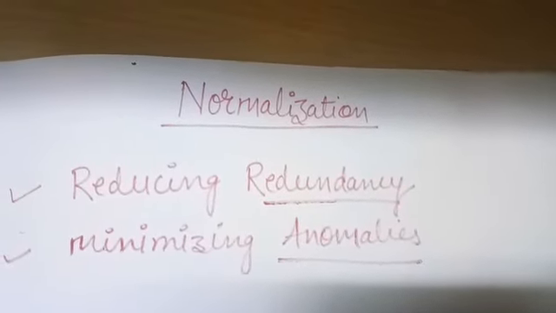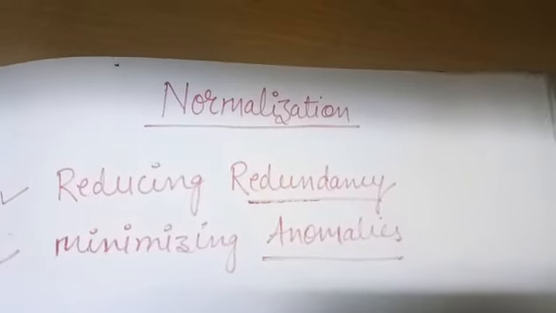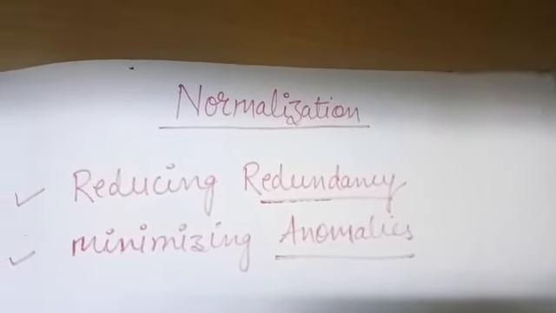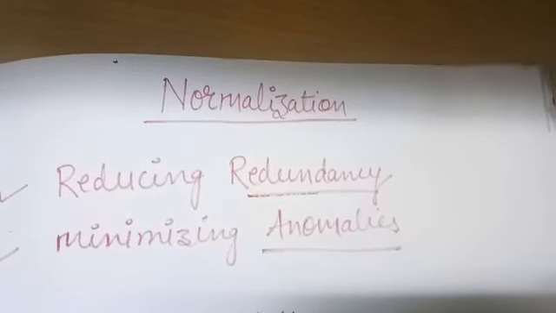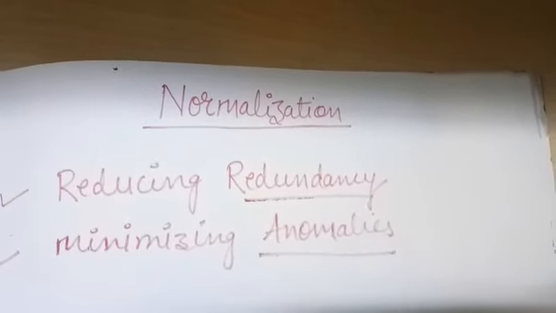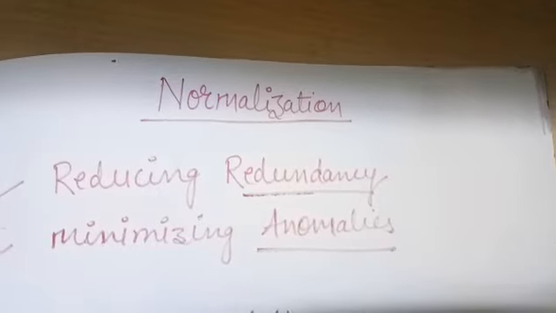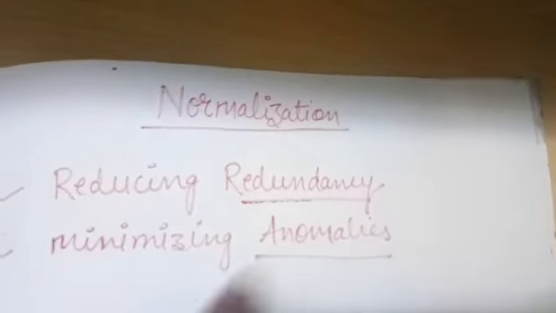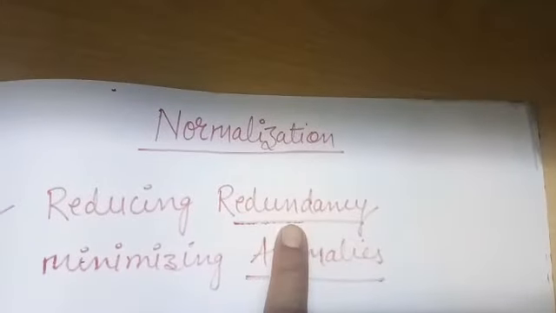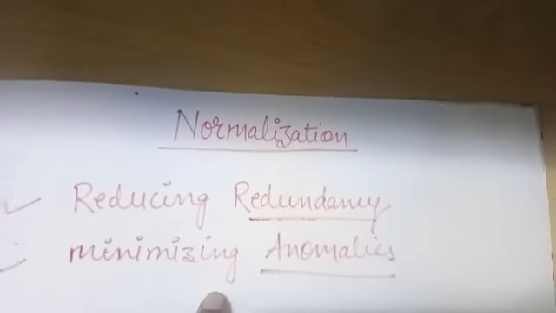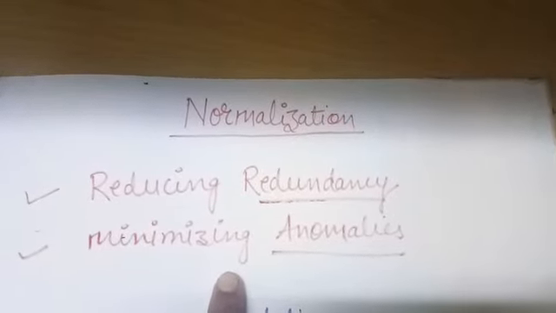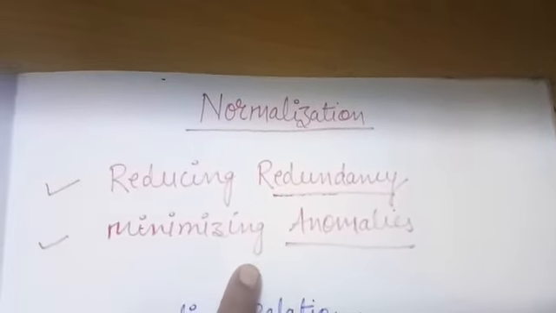This is Sonia. Today's topic is normalization. What is normalization and why do we use normalization? Normalization is basically a systematic approach of decomposing tables to eliminate data redundancy, meaning repetition, and minimizing anomalies. Anomalies basically means errors or data inconsistency.